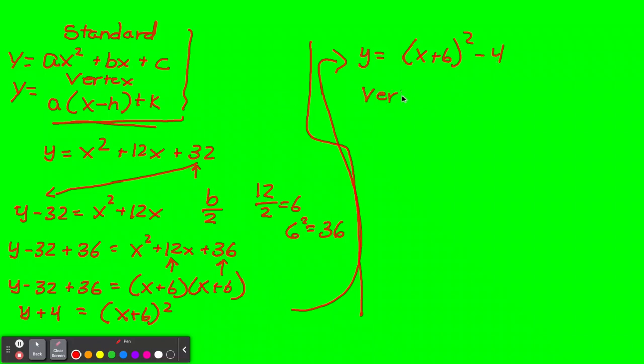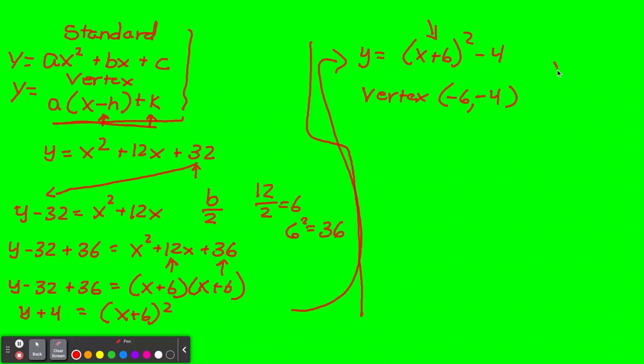So in vertex form, we want the x and the y coordinates. The x will be the opposite sign of that. That's where the x would be. Remember over here, they had it as x minus h. The h and the k. The h is the x, the k is the y. So in this case, it's going to be minus 6, minus 4. That's the vertex.